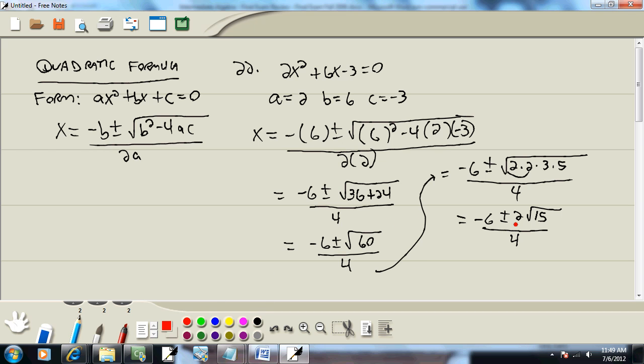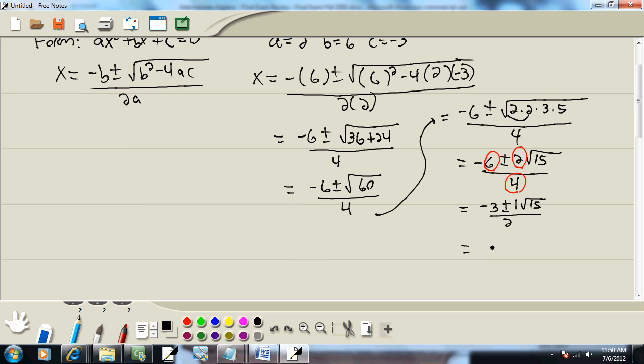Now, I always say this should have its own name, like the 3-number rule or something. But if you can divide this number and this number by the same number, do so. They're all divisible by 2. So that gives us negative 3 plus or minus 1 square root of 15 over 2, which gives us negative 3 plus or minus square root of 15, all over 2.